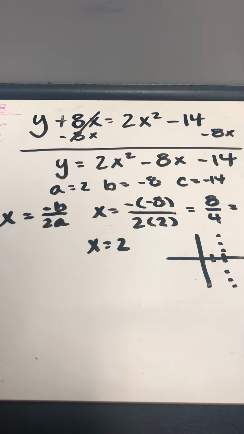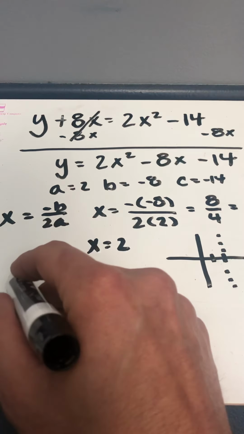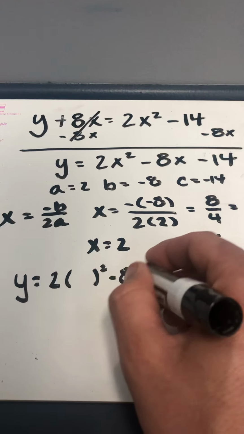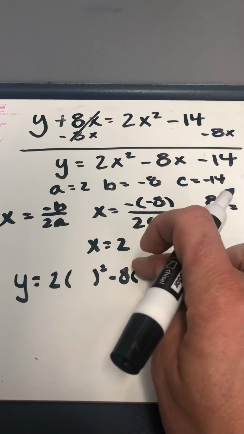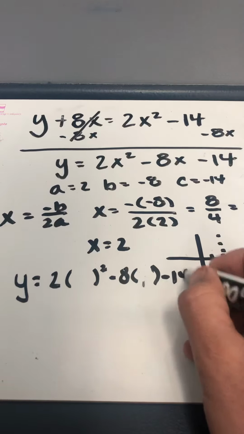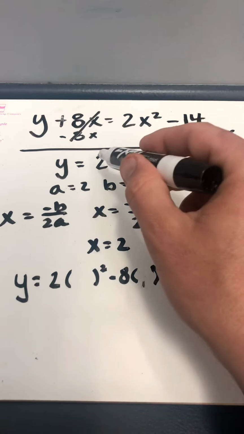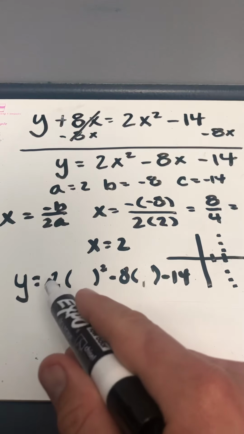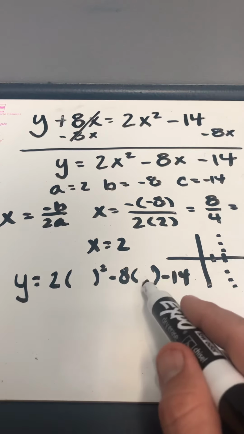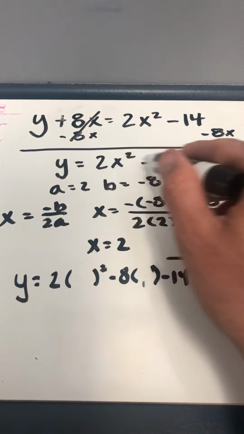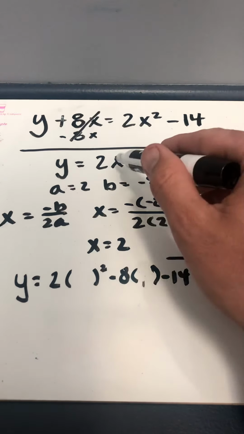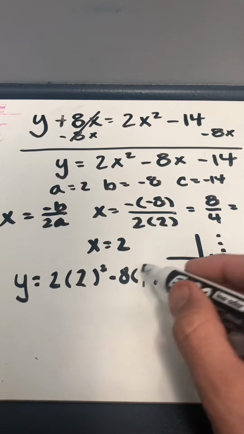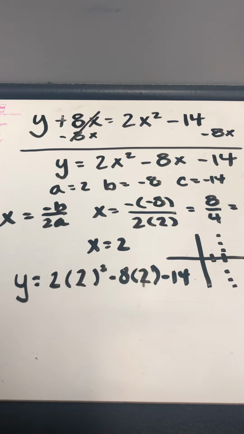To find the y part of the point, we're going to go back to find the y, and we're going to substitute in a 2 to the function. The function was 2x squared minus 8x minus 14. So I wrote down 2 blank squared minus 8 times blank minus 14. I've rewritten this formula without values plugged in for x. Because we know x has to be 2, we'll plug a 2 in to both those locations.